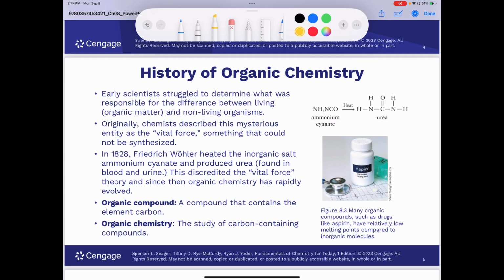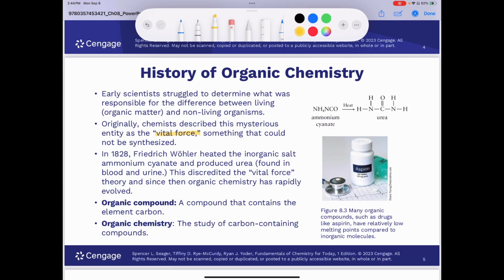Okay, and they thought that there was some kind of vital source that those living beings came from, and they said there's no way a human being could create one of those molecules in a lab that's found in an organic being, again, whether it's a flower or a person or whatever, compared to non-living organisms like minerals, which they said, okay, well, we could make minerals in the lab. They called this mysterious entity the vital force, and they said that organic molecules couldn't be synthesized by human beings.